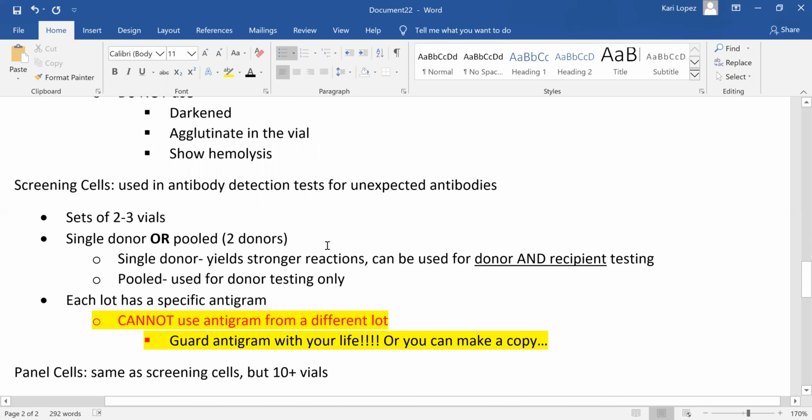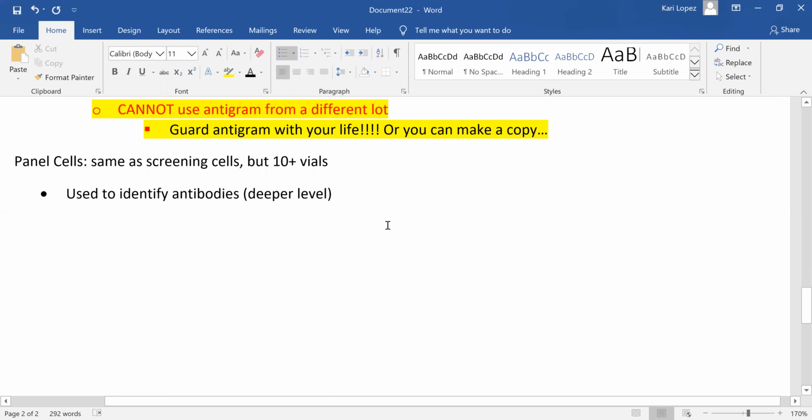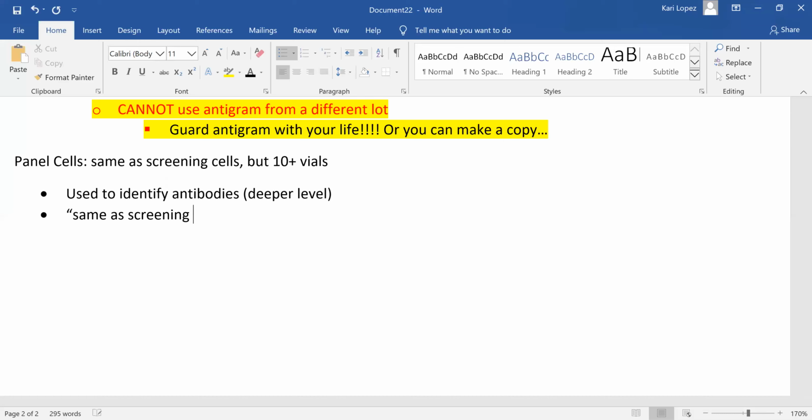And so all the things we put up for screening cells are also going to apply to the panel cells. Now, our next one that we're going to talk about is your antiglobulin test. And they shorten that to AGT.